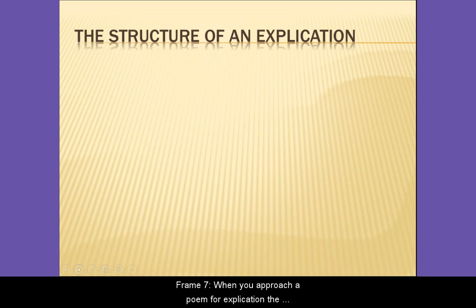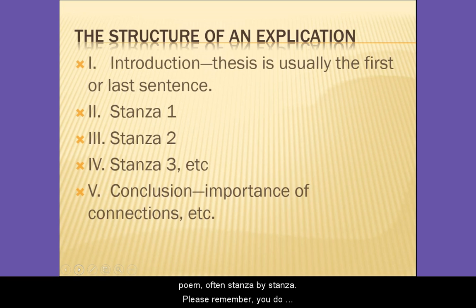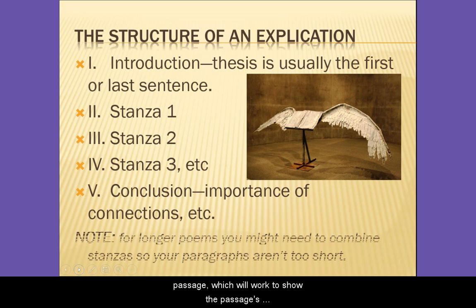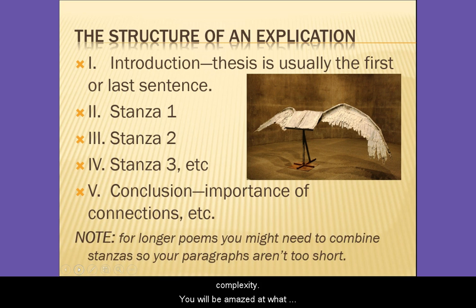When approaching a poem for explication, the general order is to go chronologically through the poem, often stanza by stanza. But please remember, you do not have to account for every line in the poem, so only focus on the phrases that seem the most loaded or significant to your interpretation. You will be looking for multiple literary elements in the same passage, which will work to show the passage's complexity. You will be amazed at what you discover about the poem looking at it this way.